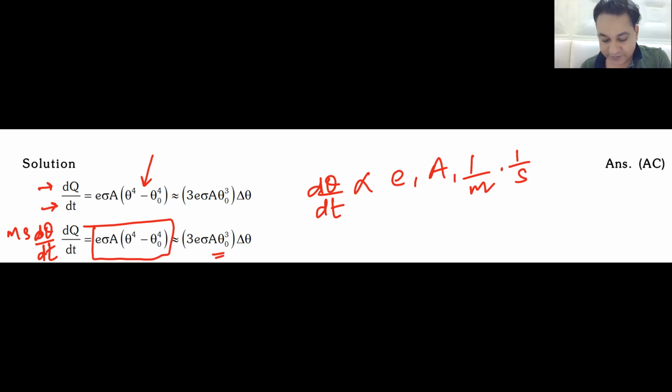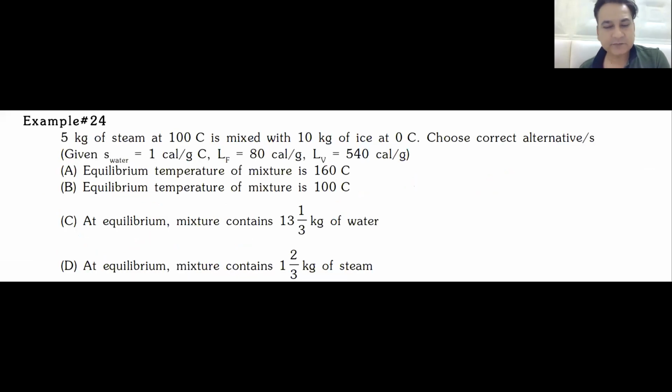Then again, my favorite, which may not be yours, but it is mine, comes this one. A simple question on calorimetry, which has multiple options correct. 5 kg of steam at 100 degrees Celsius is mixed with 10 kg of ice at 0 degrees Celsius. What is the correct alternative?